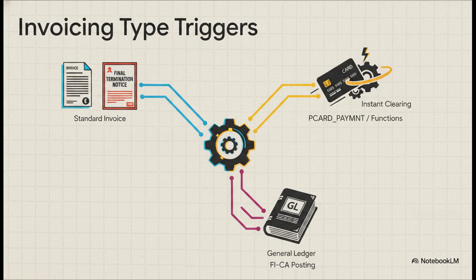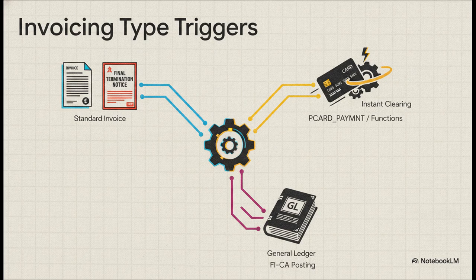Well, by assigning specific invoicing types, you empower the business to automatically trigger a unique printout. Think about it. A standard monthly bill might use your basic form class, but a final bill could trigger a completely different PDF layout that includes a personalized message apologizing to the customer for leaving. And it gets even more powerful. It defines optional invoicing functions.